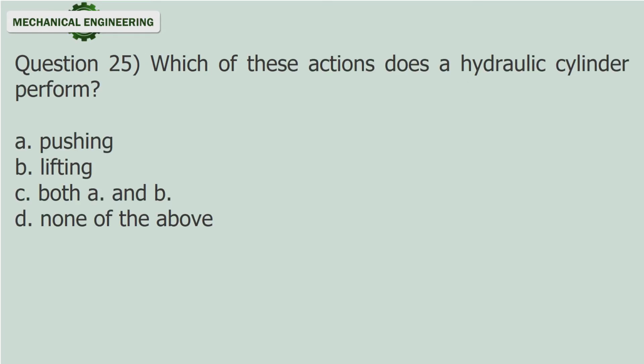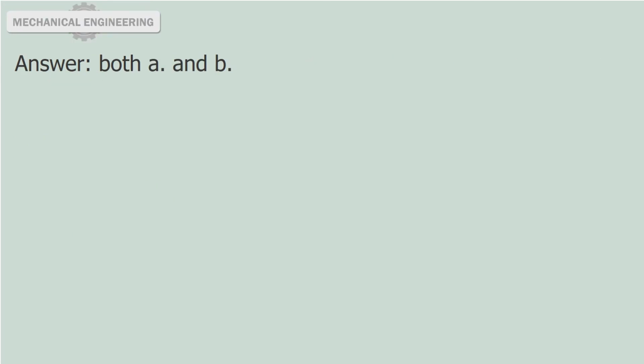Question 25. Which of these actions does a hydraulic cylinder perform? A. Pushing. B. Lifting. C. Both A and B. D. None of the above. Answer: both A and B.